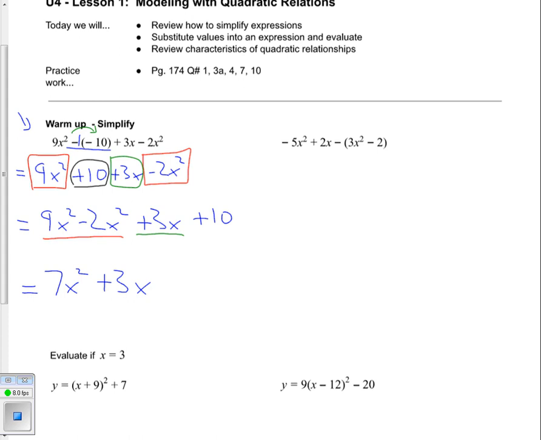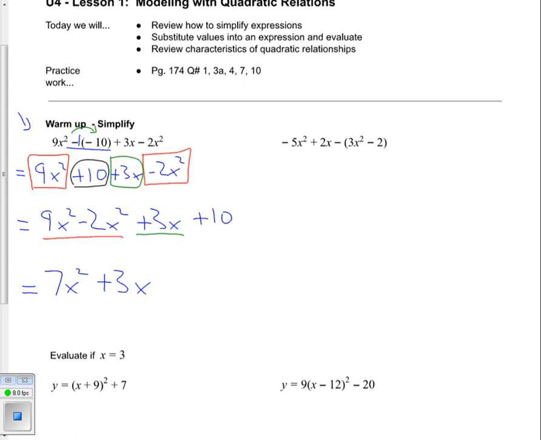We can't take 7x squared plus 3x to give us 10x squared because they're different terms. Okay, they're not like. So for example, even though 7x squared and 3x both have the variable x, they have different exponents. Okay, 7x squared has the exponent 2, 3x actually has the exponent 1. And so 2 and 1 are different numbers, and therefore they are different exponents.